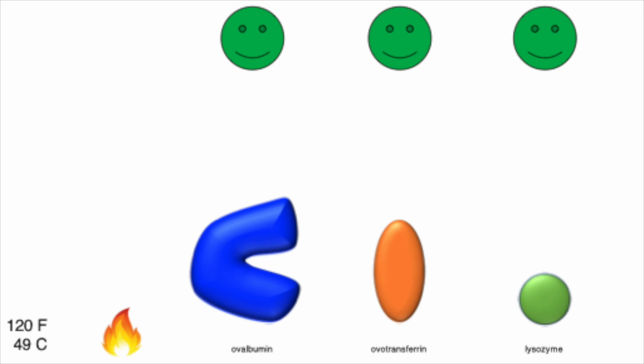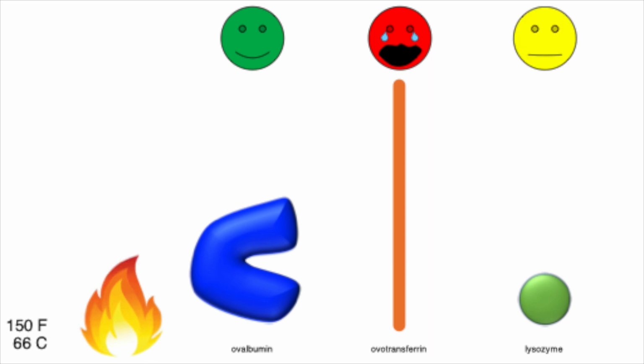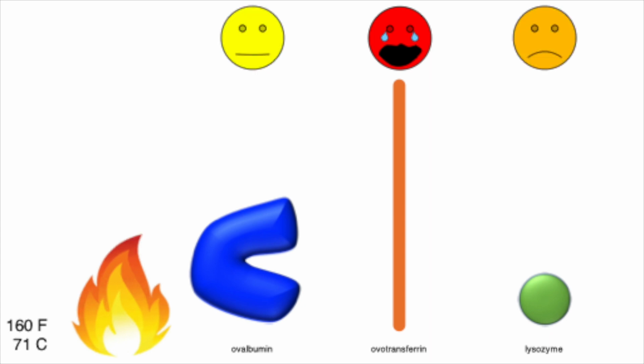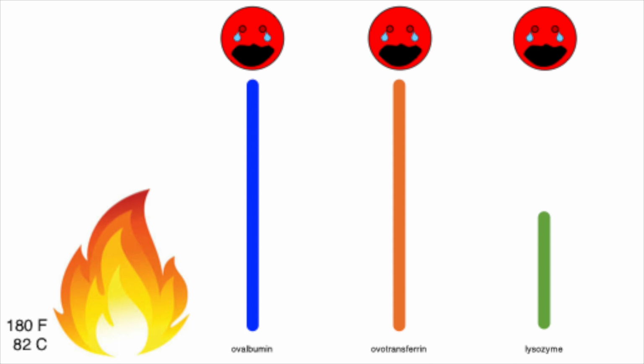At 120, they're all pretty happy. You move up to 130, and ovotransferrin gets pretty nervous. Up to 140, there goes ovotransferrin. Bring the heat up a little bit more to 150. Now lysozyme is getting nervous. 160, lysozyme is really nervous. 170, there goes lysozyme. Finally, you bring it all the way up to 180, and now we've lost ovalbumin. Ovalbumin has changed its shape. As we keep heating these up, they will unravel. But it's important to note that they all unravel at different temperatures. That's going to be really important for how we cook eggs.